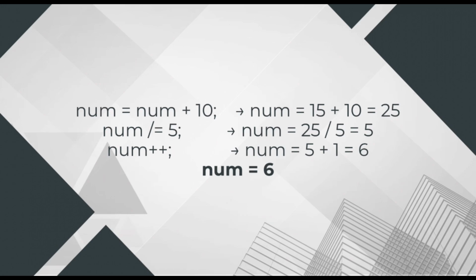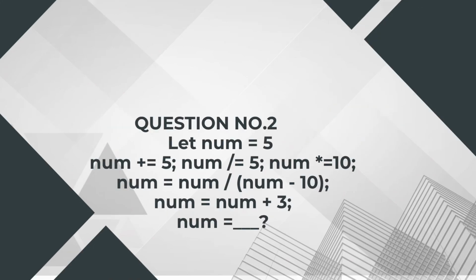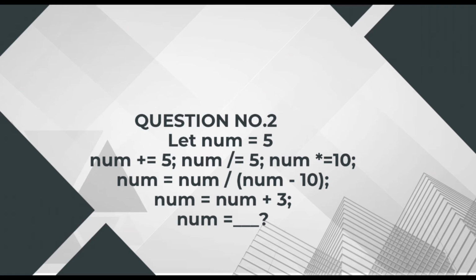After that, num is incremented by 1, which simply means we add 1 to 5. So it becomes 6. So the final value assigned to num is 6. So now let's proceed to question number 2.